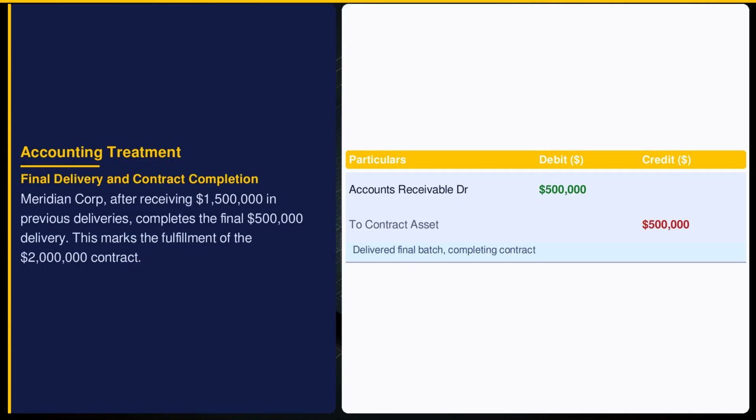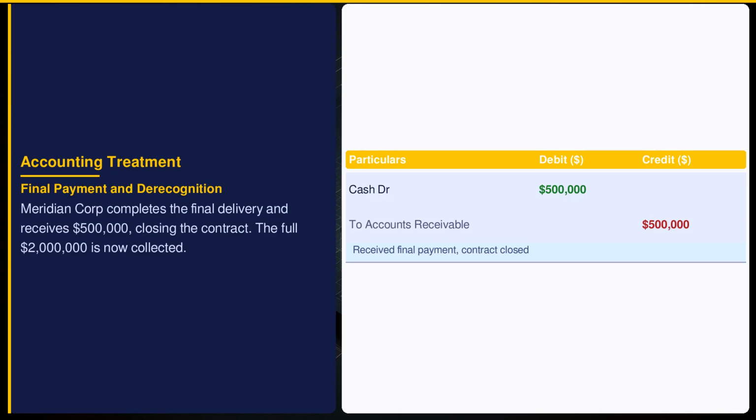The final delivery ensures that all remaining obligations under the contract are met, updating accounts receivable accordingly. AASB 15 stipulates that revenue is fully recognized when performance obligations are completed, ensuring transparency in Meridian Corporation's accounting records. The final payment receipt closes off the accounts receivable, marking the contract's completion. With the $2 million fully collected, Meridian's books reflect the contract's full cycle. AASB 15's framework ensures that financial statements accurately depict Meridian's operational success.